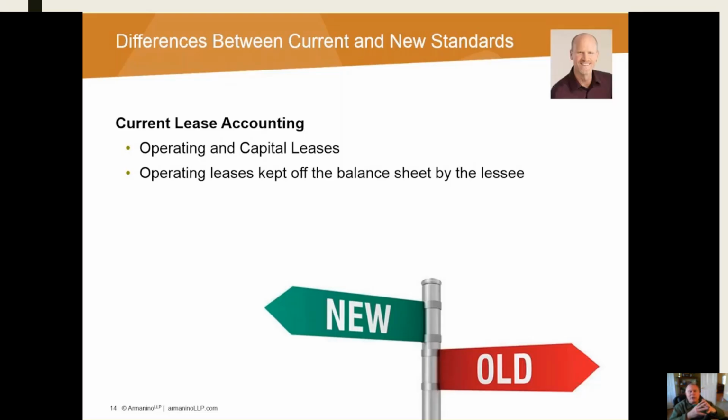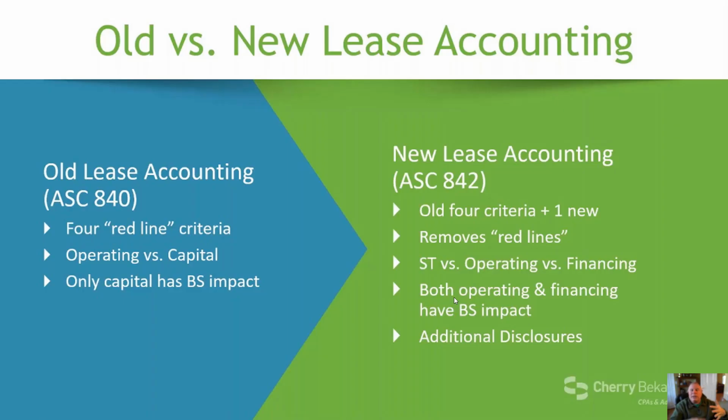Under the current accounting, or the prior accounting, we had operating and capital, and operating leases were kept off the balance sheet by the lessee, and capital leases we put on the balance sheet. Okay, so that's what we did in the past, meaning it was on the balance sheet as an asset and a liability if it were a capital lease, and if it was an operating lease, we just expensed it as rental payments.